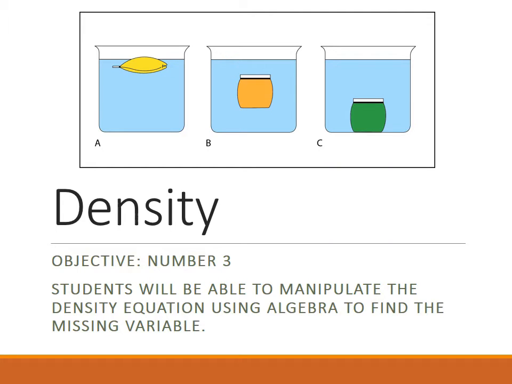So today we are going to be talking about density. The topic of density goes along with our objective for number 3 that we have. Students will be able to manipulate the density equation using algebra to find the missing variable. So let's go ahead and get started.